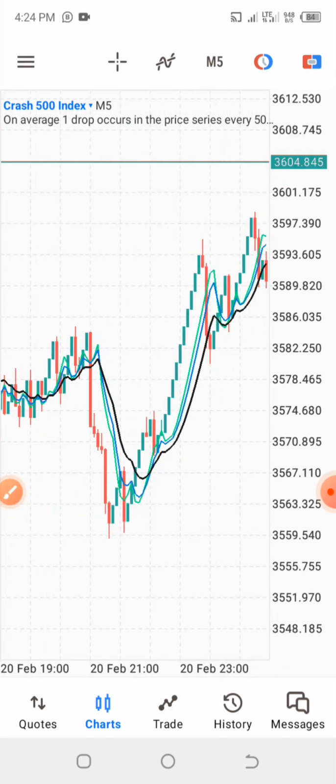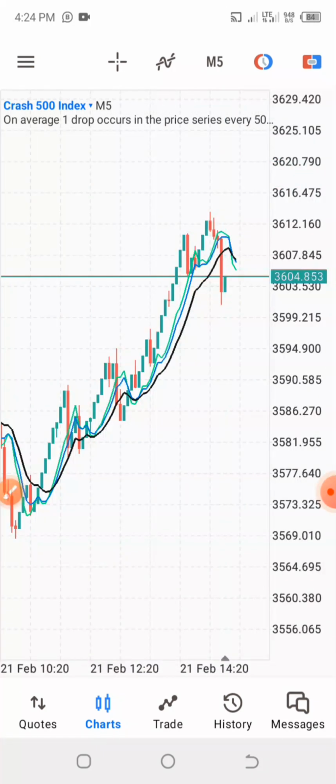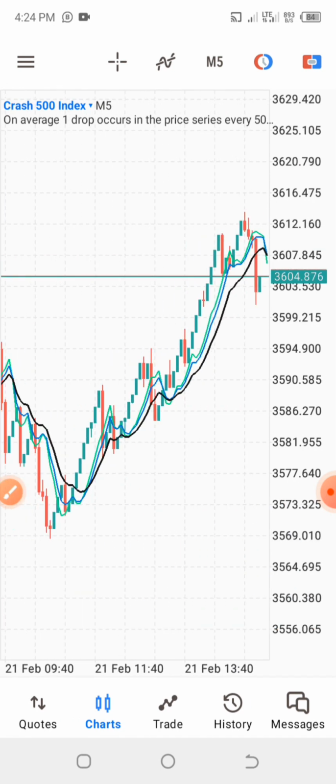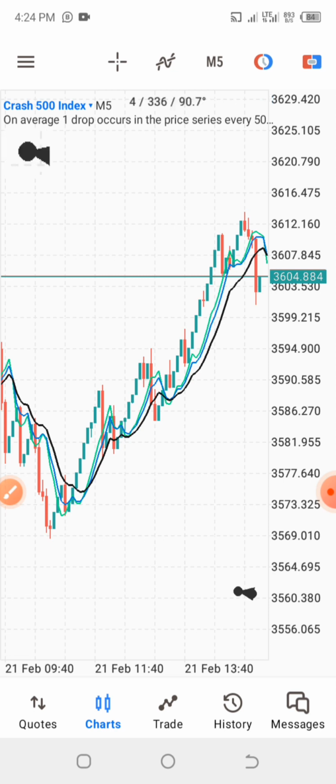Now this is how you are going to make use of the strategy. Let me use this area right here. You can see this area, and this is what we are expecting.